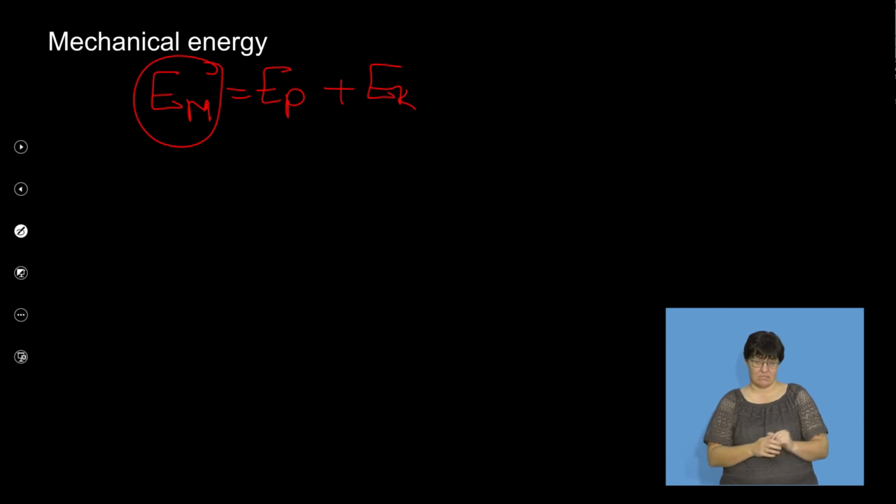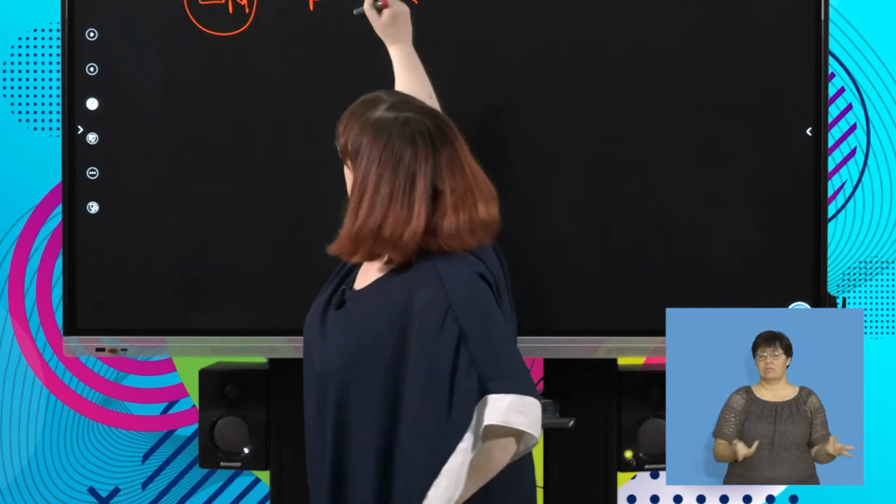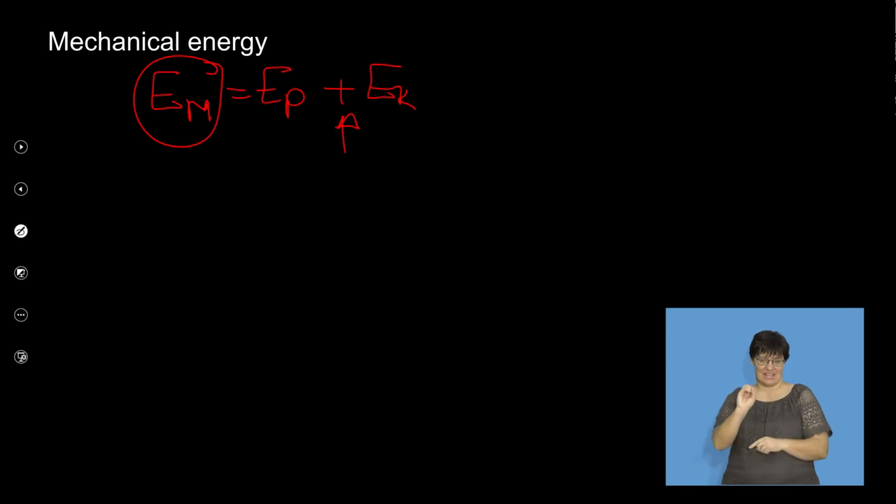There's no direct proportionalities here, okay? So I can't say if potential doubles, mechanical energy will double. Why? Because of the plus sign. What I can say to you, though, is if potential energy gets bigger, mechanical energy will get bigger. If kinetic energy gets bigger, mechanical will get bigger. But I can't use the word directly proportional. Okay, but they are proportional.